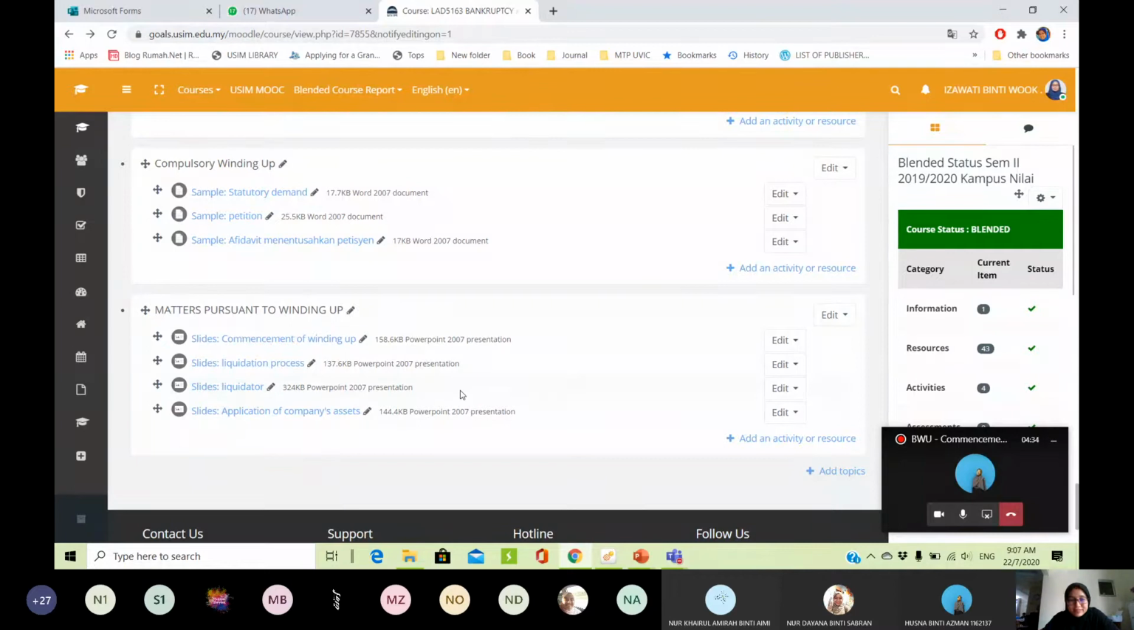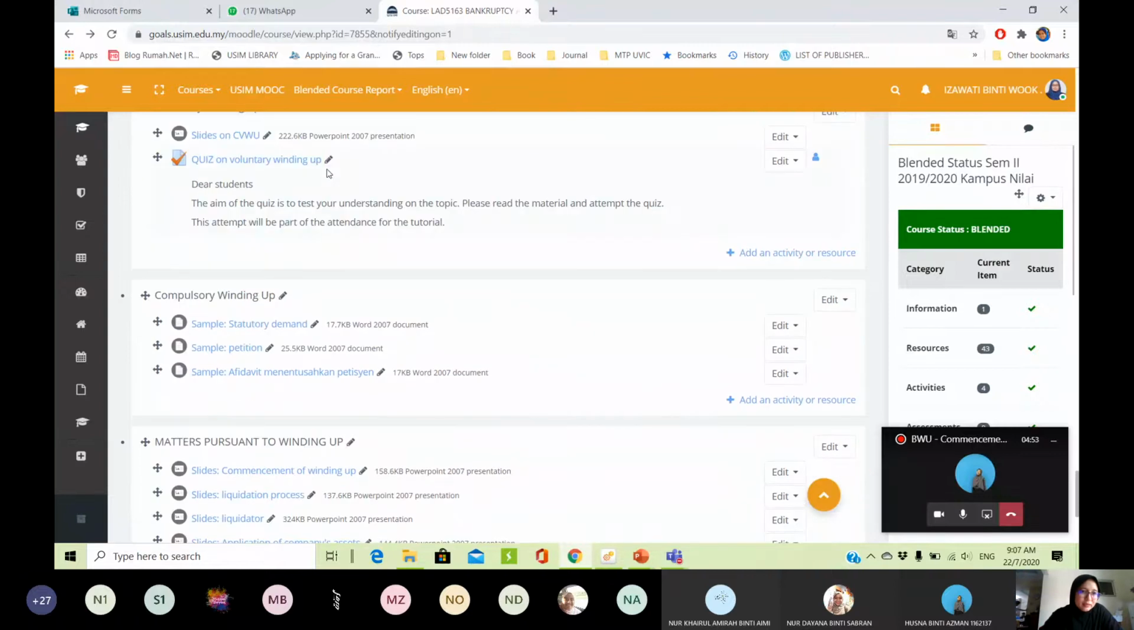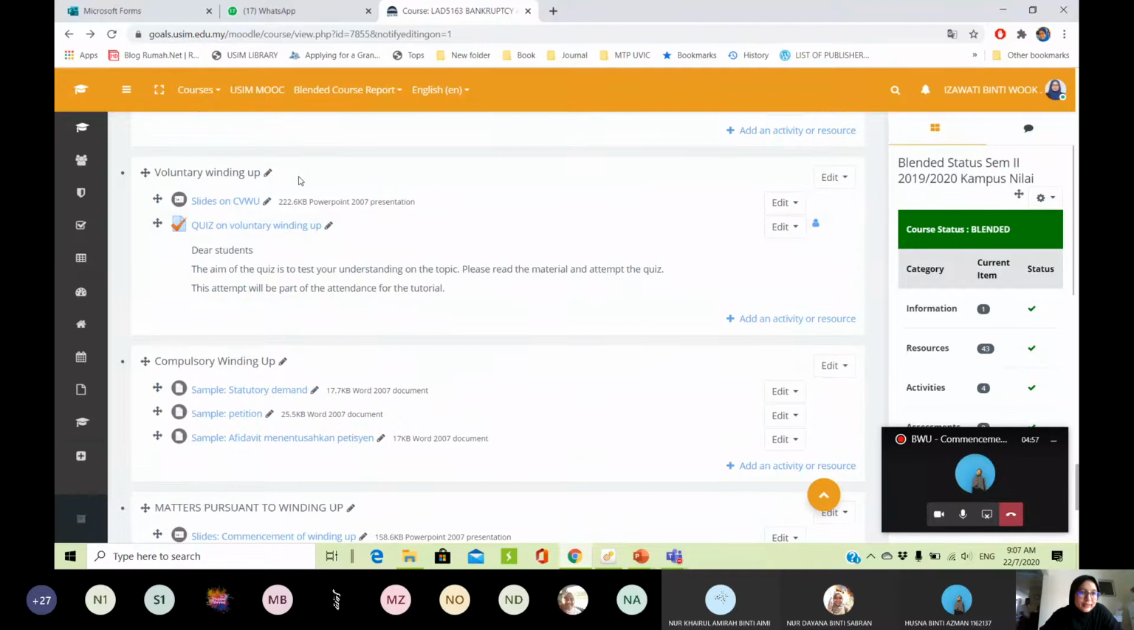Alright, so if we start with goals, if you look at goals, there are some topics, actually it has been there before. Tapi saya susun balik sajalah ya. It's matters pursuant to winding up. Okay, Cik Azmi cover part ni compulsory winding up. So sebelum ni, before we started on the compulsory winding up, we have had the voluntary winding up this part kan. So we have finished this.